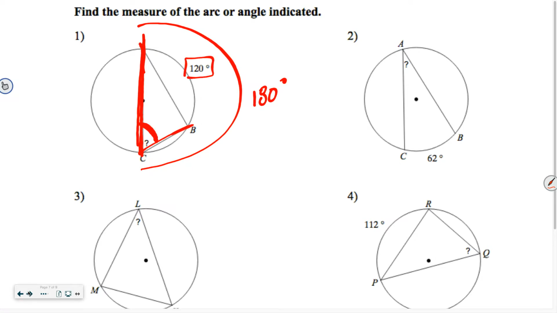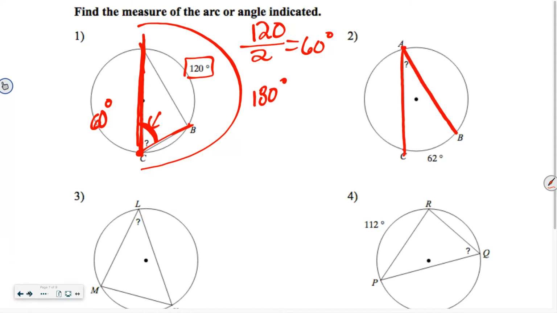Now we're looking for this angle, and the vertex of this angle is on the circle. It touches this arc, so it's going to be half. So 120 divided by 2 is 60. So I know this angle here is 60 degrees, right? Notice this is the same kind of picture. My vertex of my angle is on the circle. If this is 62 degrees, then that angle is half of it. So that means this angle is 31 degrees.